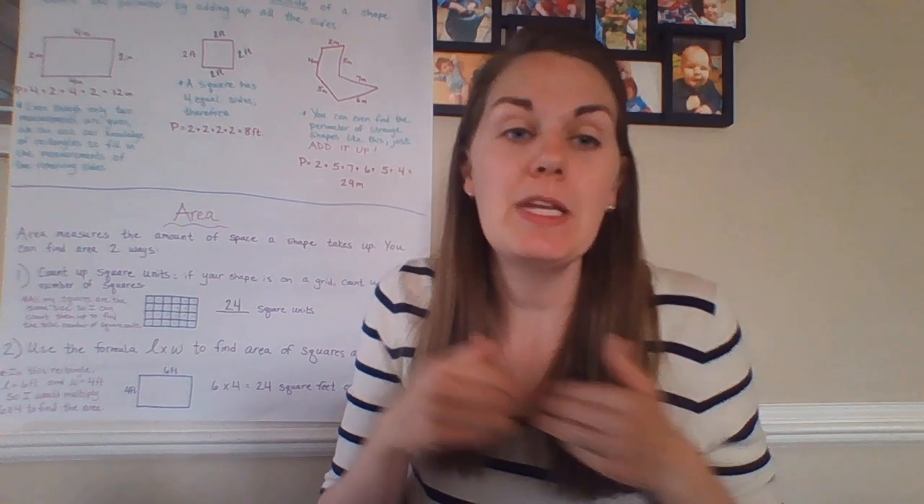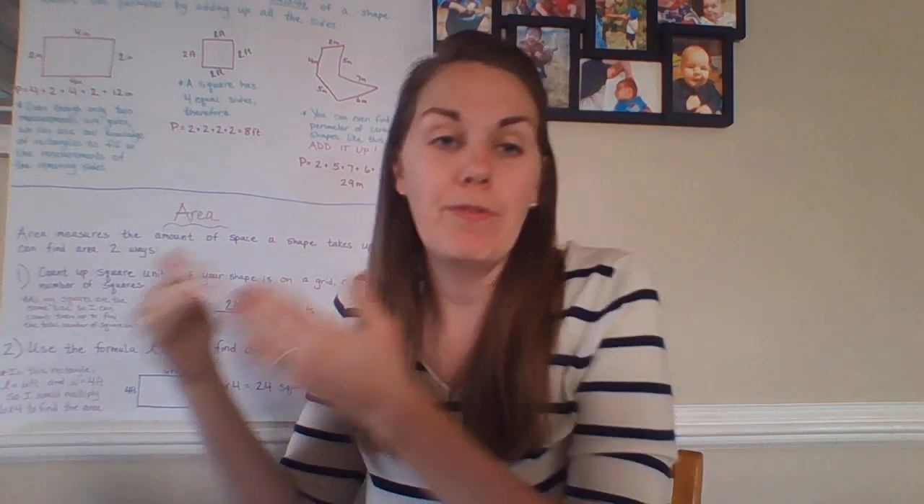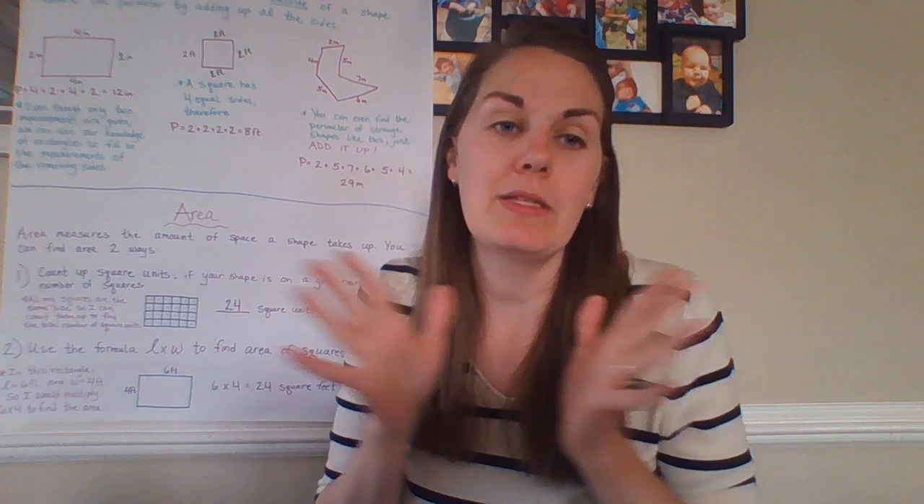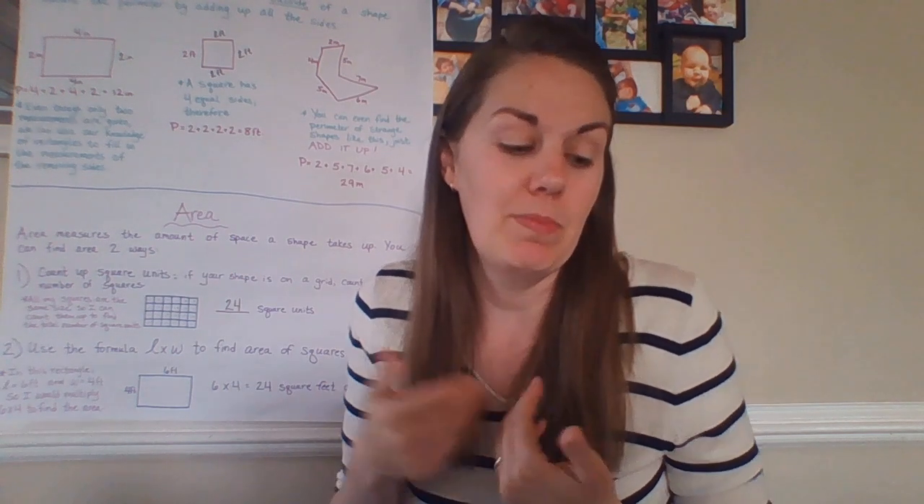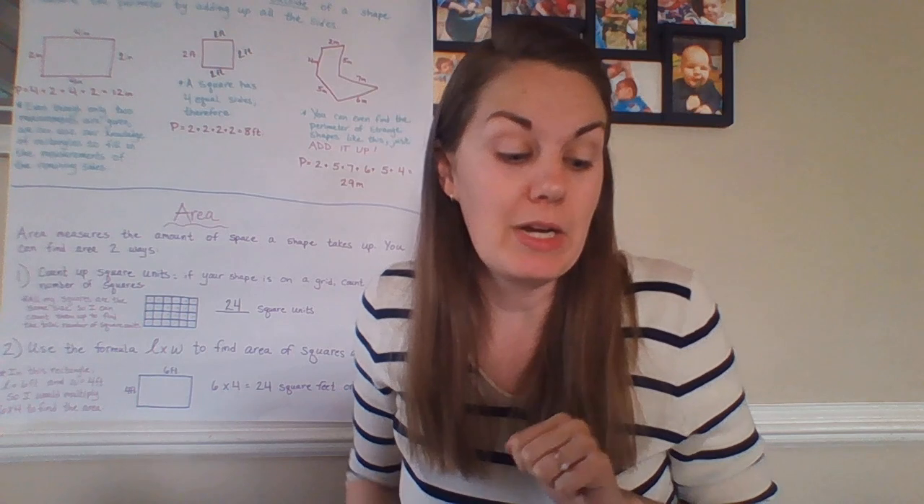So I would have 50 and 50 and 4 and 4. 50 plus 50 I know makes 100. 4 plus 4 makes 8. So it would be a total perimeter of 108 feet.